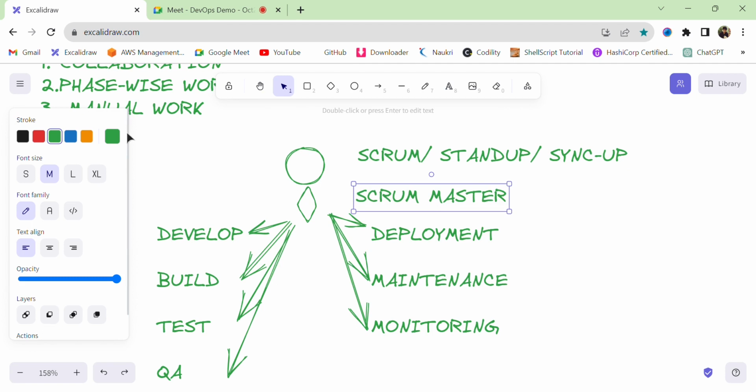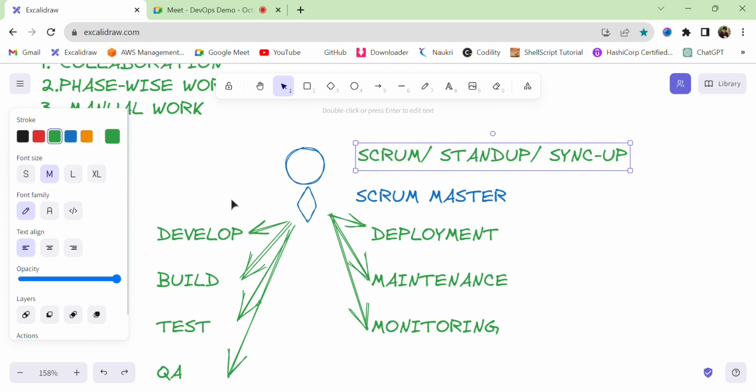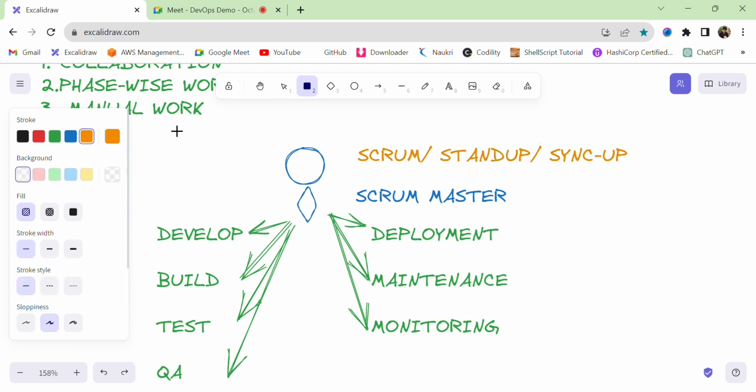This person, let me just color this person as blue. So this person is called a scrum master. The scrum master is a person who initiates the scrum or stand-up or sync-up meeting. The scrum or stand-up or sync-up, in simple words, is just a daily meeting, wherein all the teams meet together and discuss their work on a daily basis.